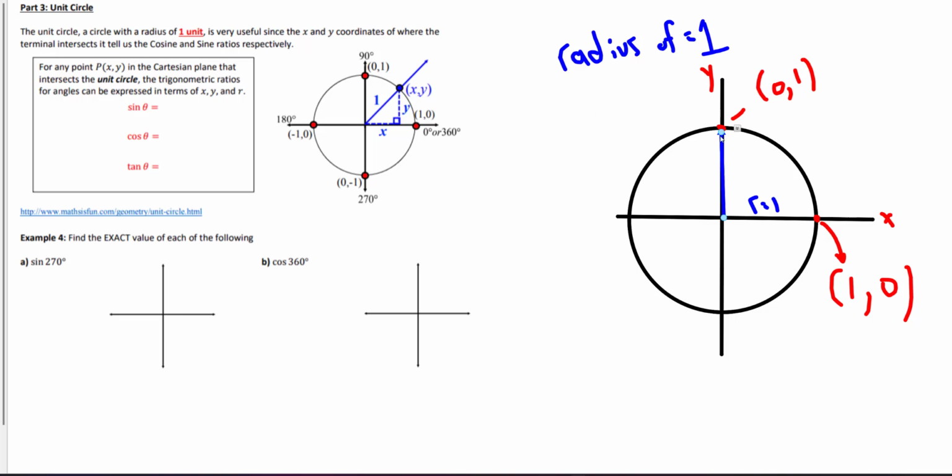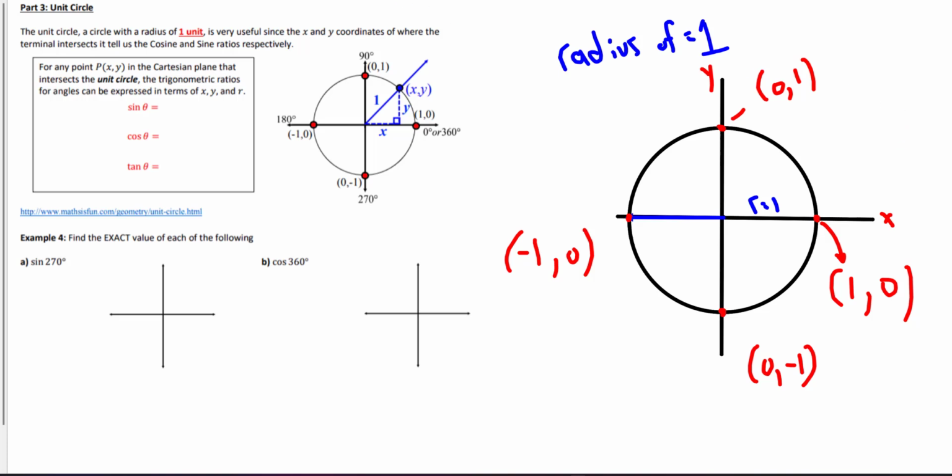What about this point here? Well, what does this point have to be? Now, the y value is 0 again, but the x value moved left by 1 unit, so that's -1, so (-1, 0). And then finally, the point at the bottom here is going to be 0 for x and -1 for y. So these are my 4 points when it comes to a unit circle.